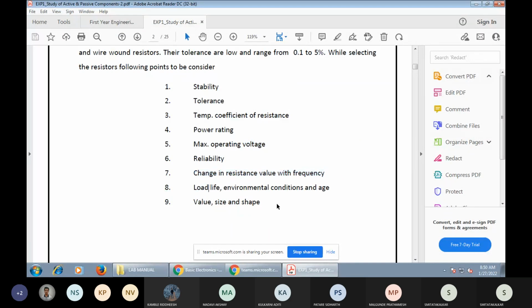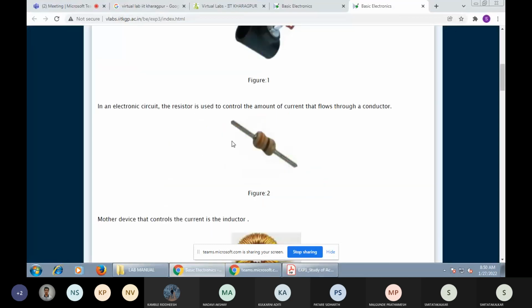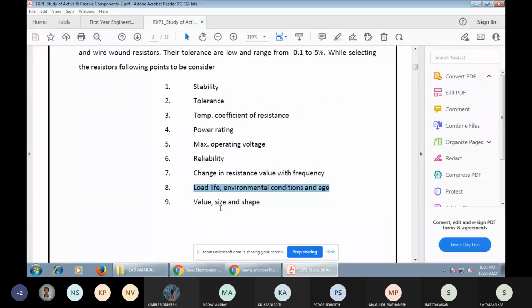Load life is a condition because of the environmental condition at a node. This is the node of the conductor. Some students put current through that conductor coil, and it drops. Then we change the resistor value, size and shape. It depends on the material.